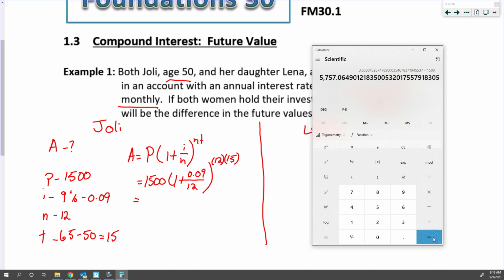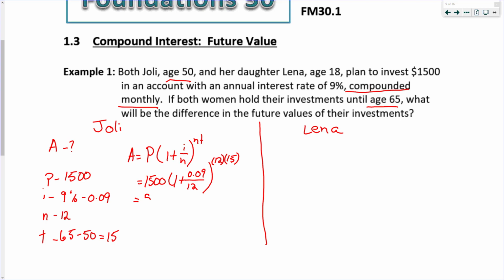So for this one, we get 5,757.06. And just a note, we're working with money, so we're always rounding to 2 decimal places. So by the end of her investment, Jolie will have that 5,757.06.